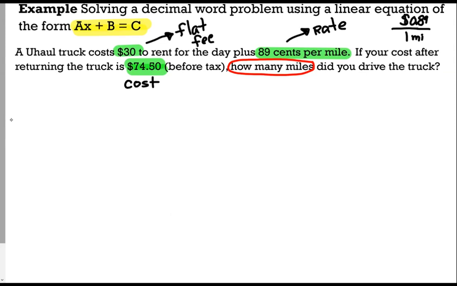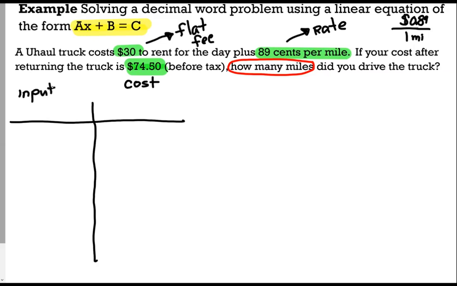So I'm going to write a table. What is my input? And what is my output? Generally, in every situation where you have a word problem, you're going to consider inputs versus outputs. In this case, we're going to input mileage. We're going to output cost.